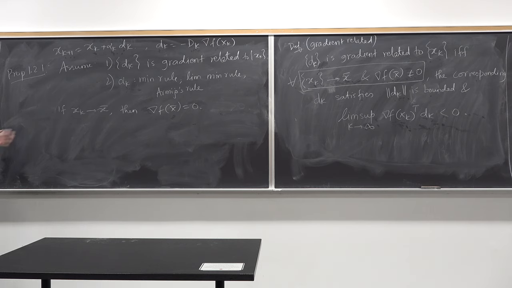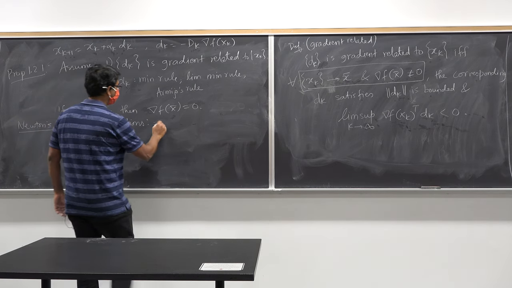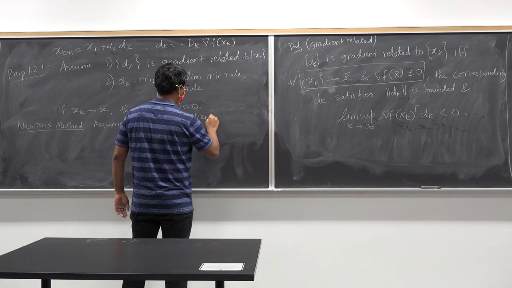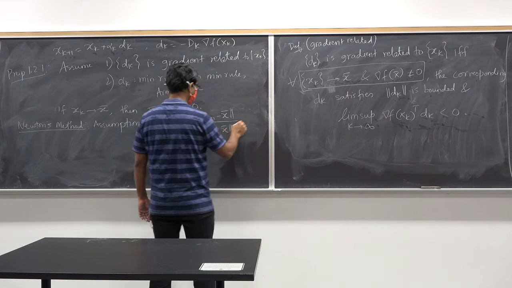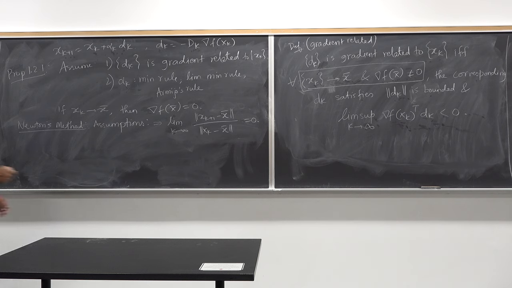Okay, now there are a bunch of other results also in the book about constant step size and about Newton's method. So I just want to talk a little bit about Newton's method, what kind of convergence Newton's method has. Without going into too much technical detail, there is a whole bunch of assumptions, which are there in the book. It implies that the limit as k goes to infinity of (x_{k+1} minus x bar) over (x_k minus x bar) is equal to 0. This is known as superlinear convergence.